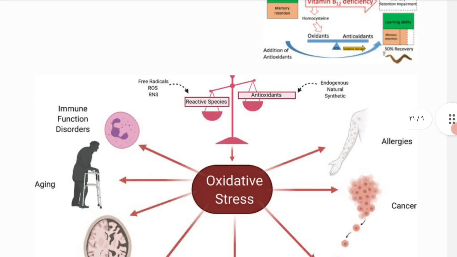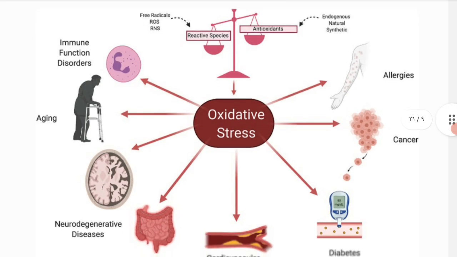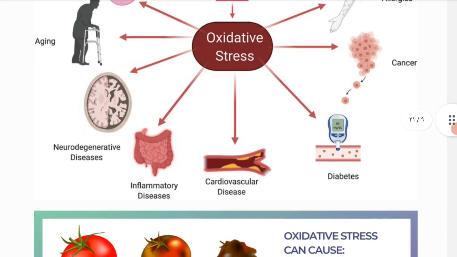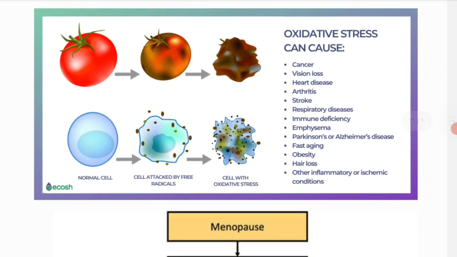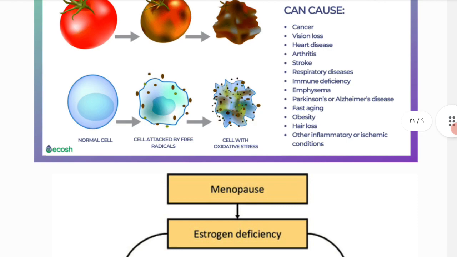Let us see another effect of oxidative stress. It can cause allergies, cancer, immune function disorders, aging, neurodegenerative disease, inflammatory disease, cardiovascular disease, diabetes. Oxidative stress can cause all these. Remember that: emphysema of the lung, stroke, respiratory disease, immune deficiency, Parkinson's, Alzheimer's, past aging, obesity, hair loss.